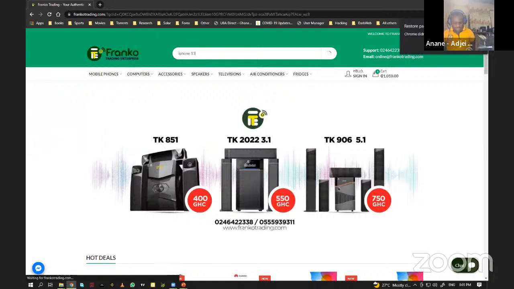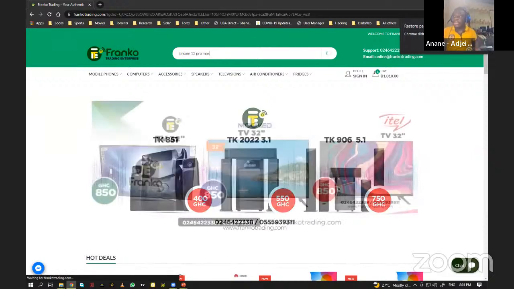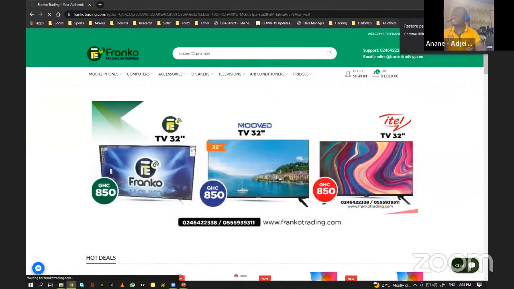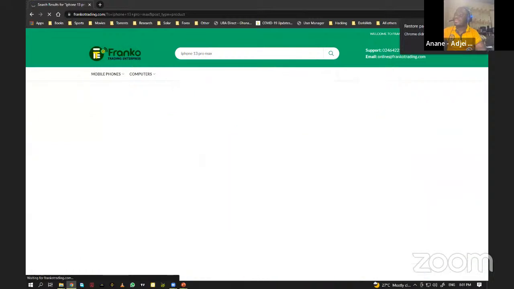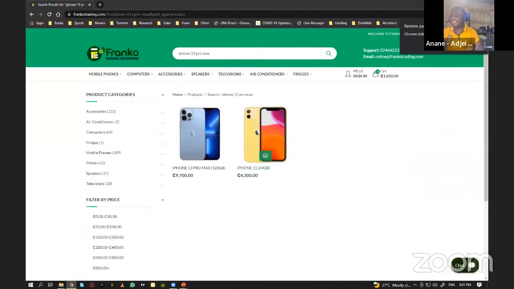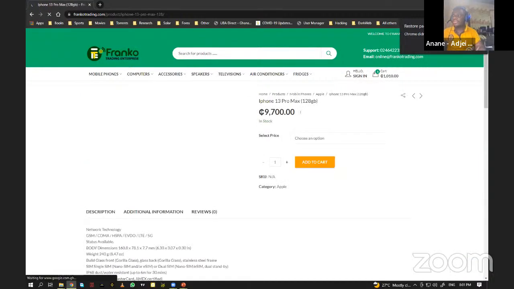So assuming I want, let's say, an iPhone 13 Pro Max, and I search for iPhone 13 Pro Max, I have the iPhone 13 Pro Max, and I can buy it directly from their website.